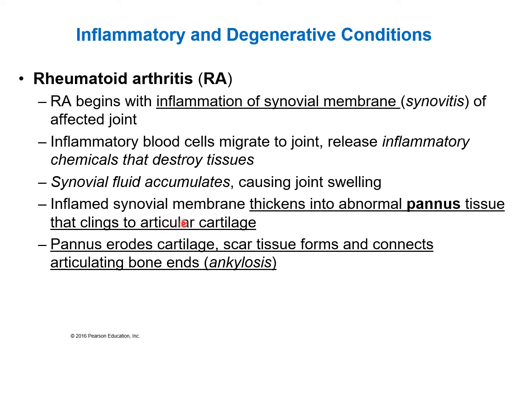And then from that point it can just get progressively worse if this is not treated. So we have our pannus. The pannus is clinging to the articular cartilage, and then the pannus starts to erode the cartilage, because it's sitting right there on top of it.